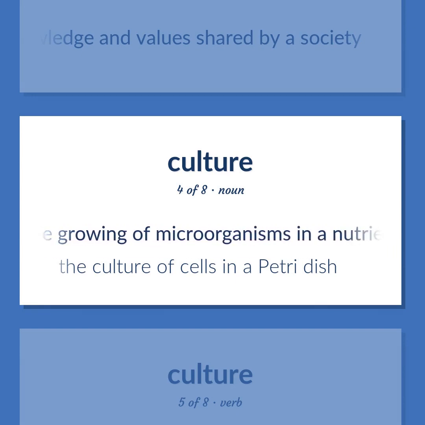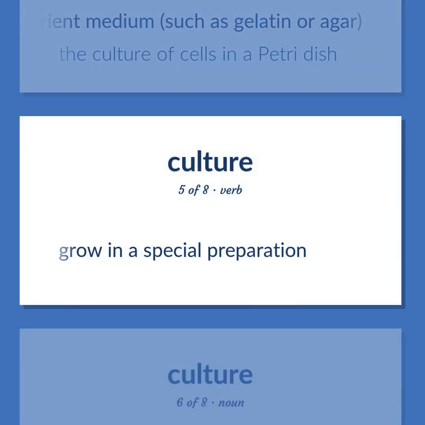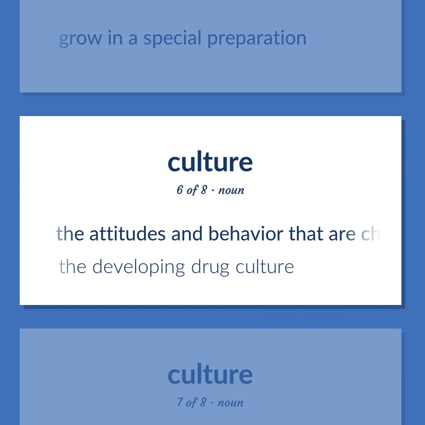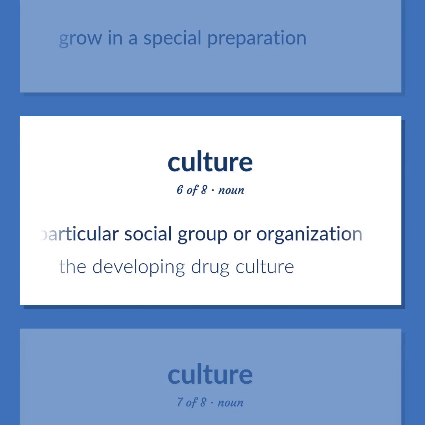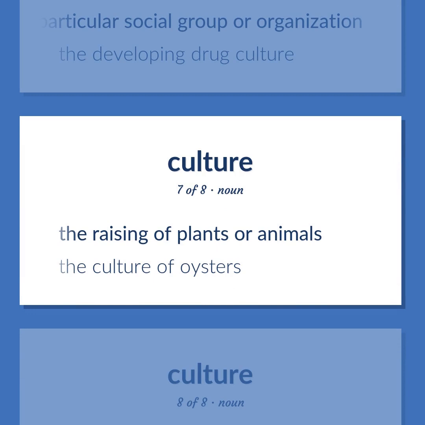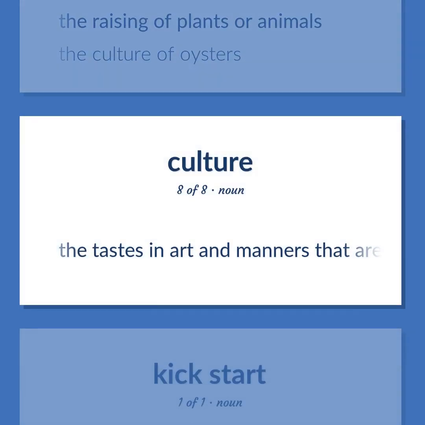Biology, the growing of microorganisms in a nutrient medium, such as gelatin or agar. The culture of cells in a petri dish. Grow in a special preparation. The attitudes and behavior that are characteristic of a particular social group or organization. The developing drug culture. The raising of plants or animals. The culture of oysters. The tastes in art and manners that are favored by a social group.